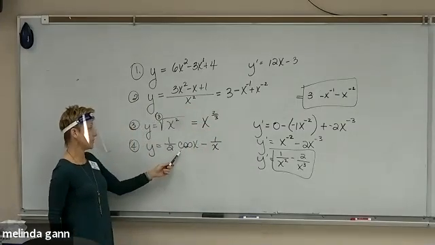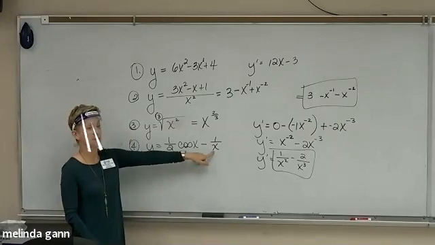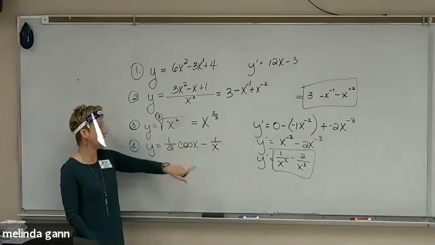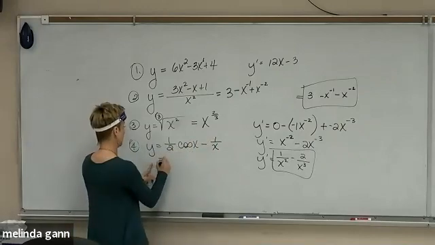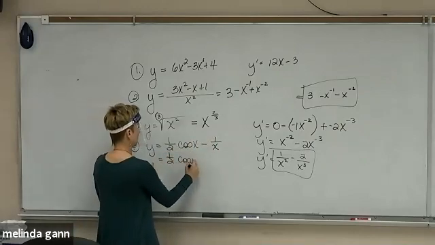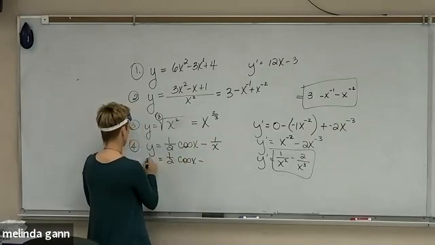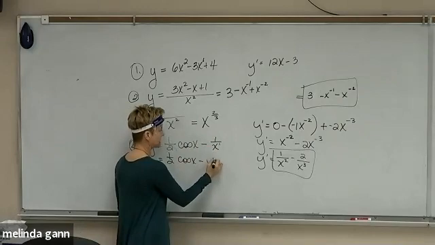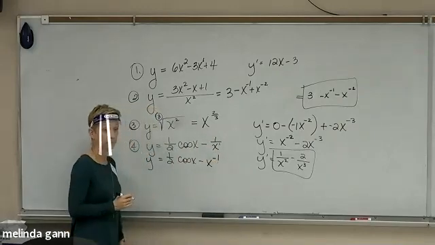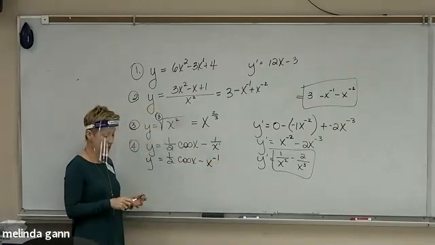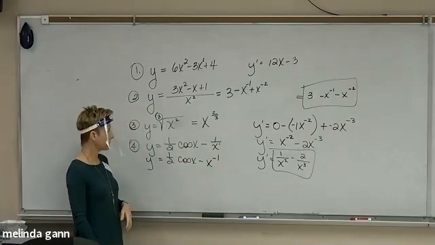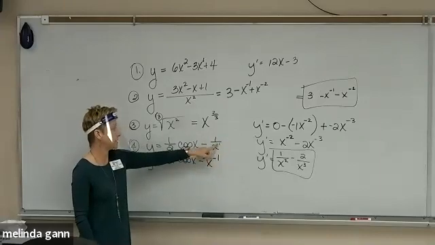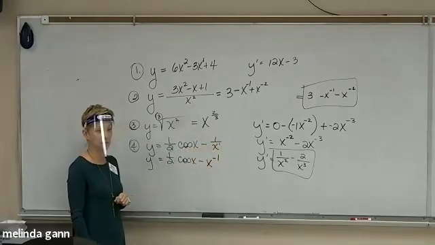Now this one shouldn't be a problem, except I've got to rewrite this one. How am I going to rewrite 1 over x? That's going to be x to the what? Is that going to be an x to the -1? We've got to get those algebra skills back up. Because when you bring something from bottom to top or top to bottom, it changes the sign on the exponent.